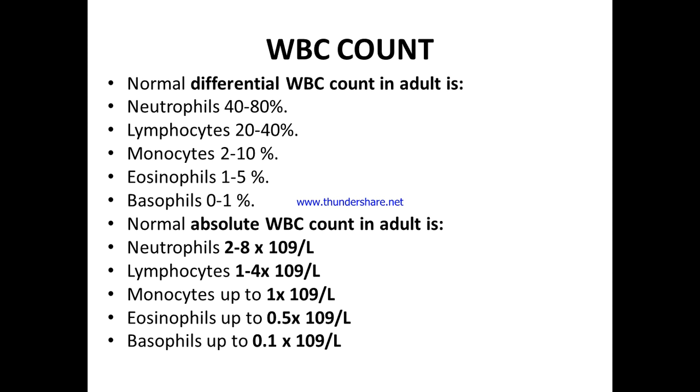So the most common type of the white BC is the neutrophil, and the least type is the basophil. Normal absolute white BC count is like this. Neutrophil is about 2,000 to 7,000 cells per deciliter. Lymphocyte 1,000 to 4,000 per deciliter. Monocyte 1,000. Eosinophil 500 cells per deciliter. Basophil about 100 cells per deciliter.